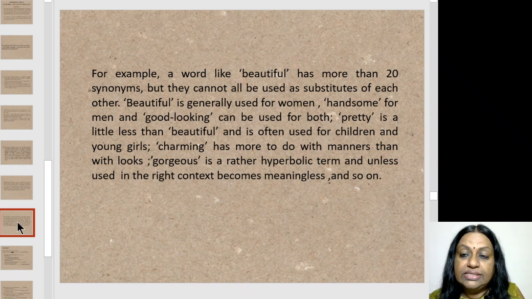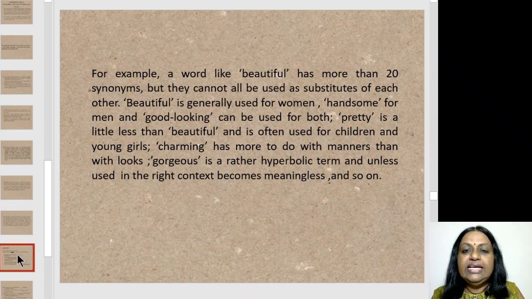Pretty, which is also a synonym for beautiful, is a little less than beautiful and is often used to describe children and young girls. Charming is another synonym for beautiful, but it has more to do with manners than with physical looks. Gorgeous is a synonym for beautiful, but it is a hyperbolic term, and unless it is used in the right context, it can become meaningless. So we must be very careful how we use these synonyms.